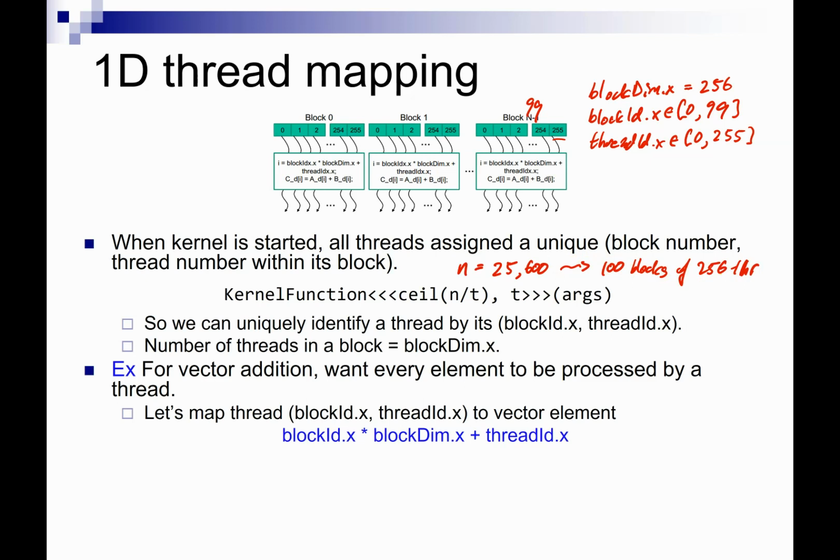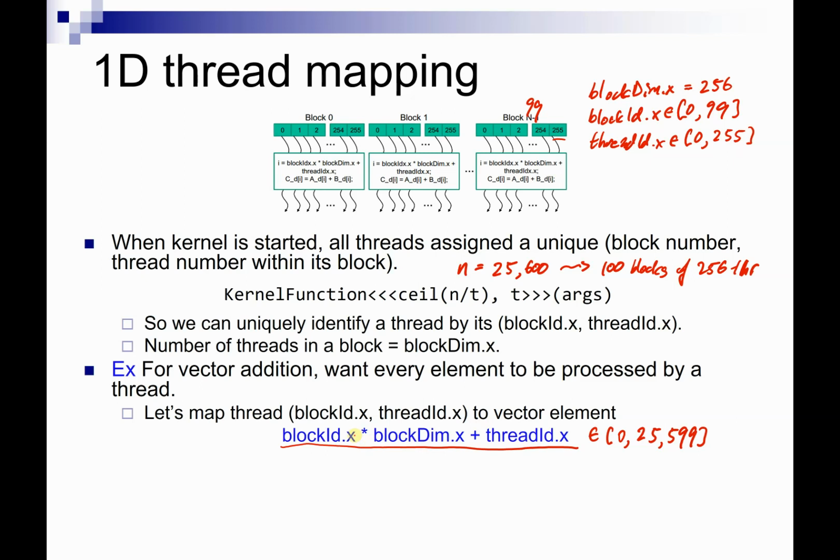Now we need to make sure that every thread processes a different element. Because we have the same number of threads as elements, if we want to process all the elements, we better not have two threads process the same element. I claim that this formula is going to produce a number between 0 and n-1, that is 25,599. You can check that because block ID is a number between 0 and 99, the block dimension is 256, and the thread ID is a number from 0 to 255.